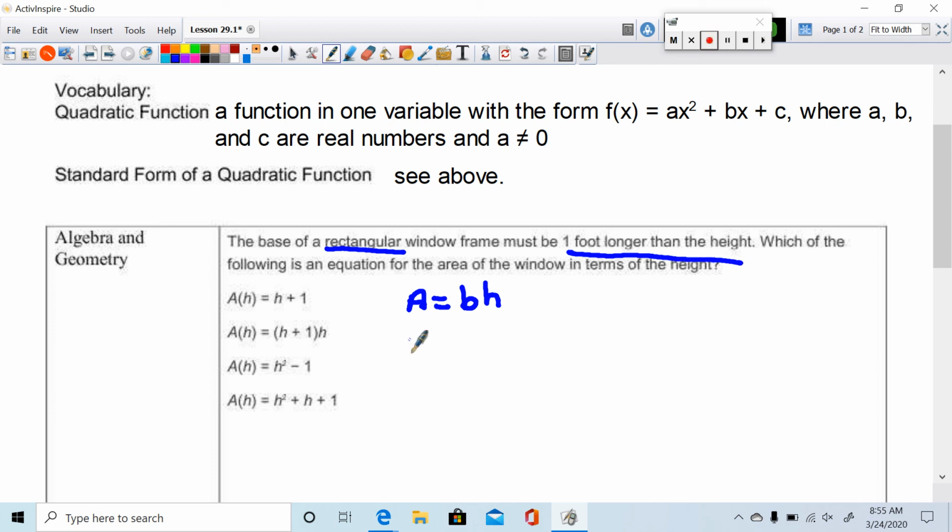So we don't know the base, and it is a function, so I'm going to use A of h. I'm using the h because we know the window in terms of the height. So that's how we want to write our function. We know that the base is 1 foot longer, so whatever h is, you're going to add 1 to that, times the height. So that's going to be your equation. So this is the answer here.